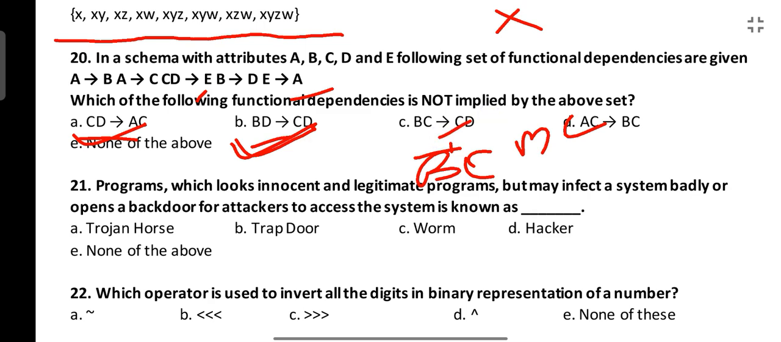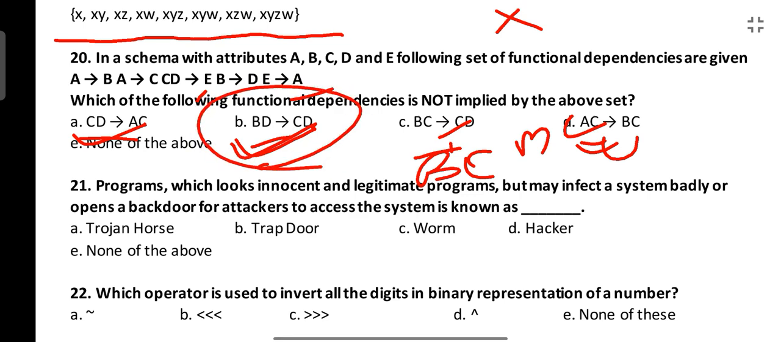And last is AC derives BC. So let's see. A derives C and A derives B also. So A can derive B and A can derive C, and C can also derive C. So this is also correct. So the correct answer will be option B.